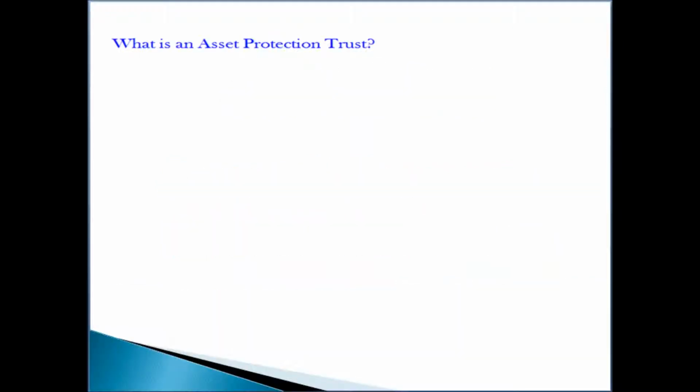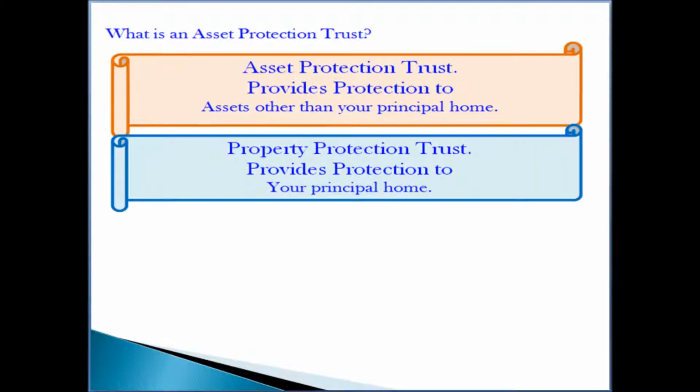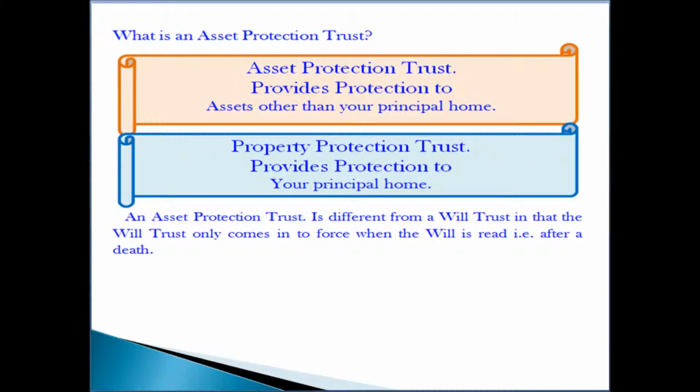What is an asset protection trust? An asset protection trust provides protection to assets other than your principal home. A property protection trust provides protection to your principal home. An asset protection trust is different from a will trust in that the will trust only comes into force when the will is read, in other words, after a death.